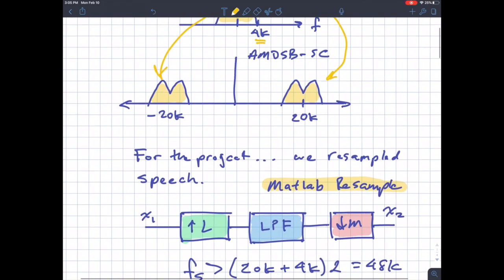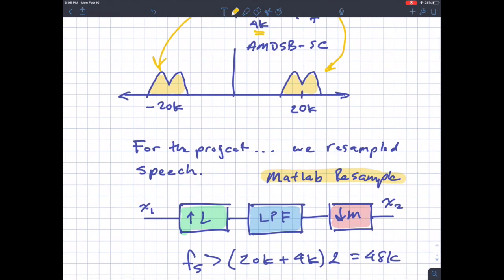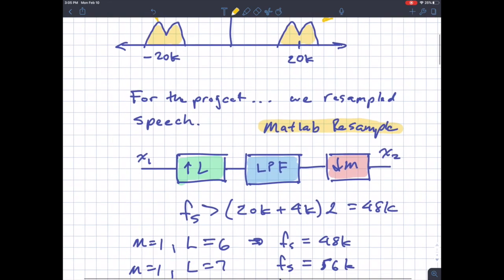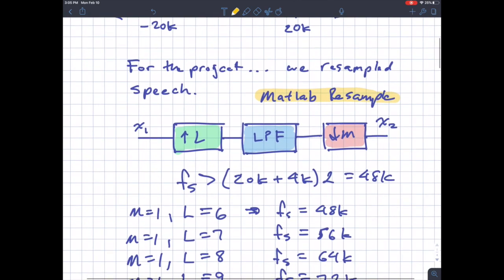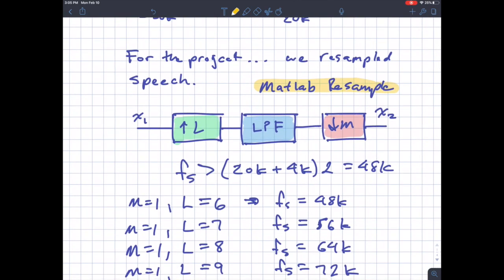And in order to make this happen, we did it all in Matlab. We had to resample so that we'd have enough headroom in the digital frequency domain to make this happen. So it turned out we used the Matlab resample function. Last time, I gave you another video about how that particular function worked, and it had this block diagram that has an upsample stage, a low-pass filter stage, and a downsample stage.